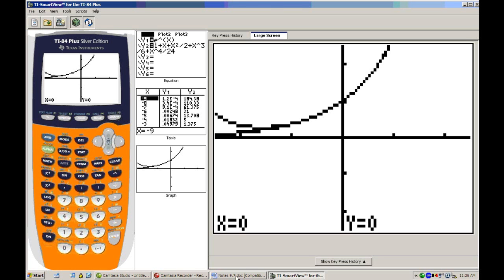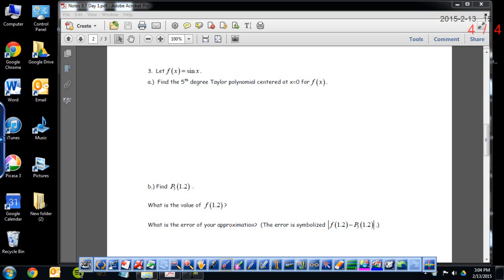Okay, so let's let f of x equal sine x, and we're going to find the fifth degree Taylor polynomial centered at x equals 0 for f of x equals sine x. The fact that it's a fifth degree tells me that the first thing I'm going to need to do is take the derivatives all the way down to the fifth derivative. I'm going to start by rewriting my problem, f of x equals sine x. So f prime will equal cosine x.